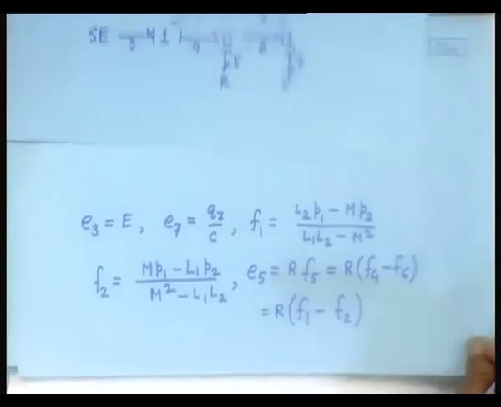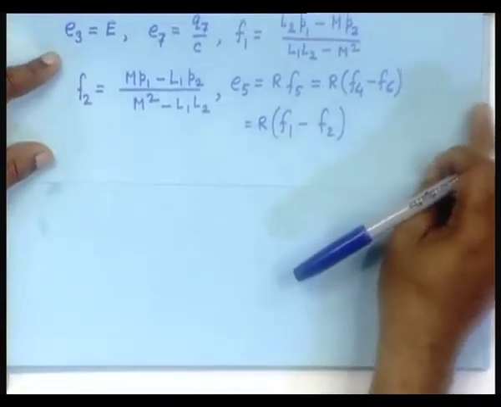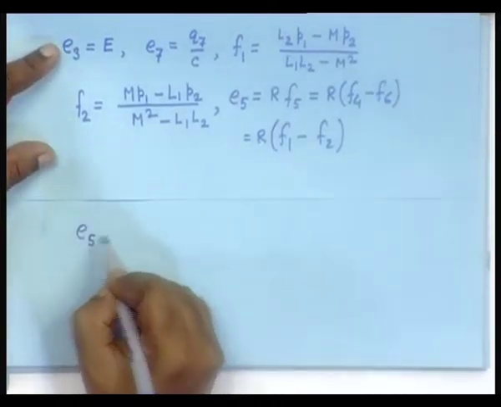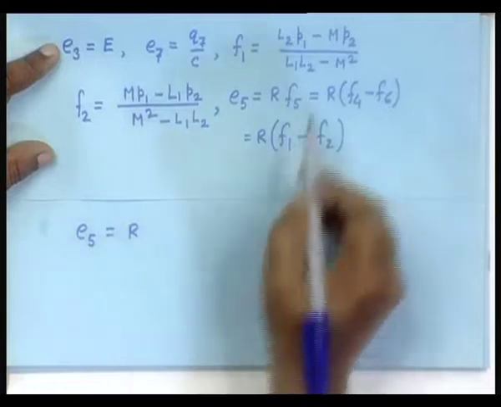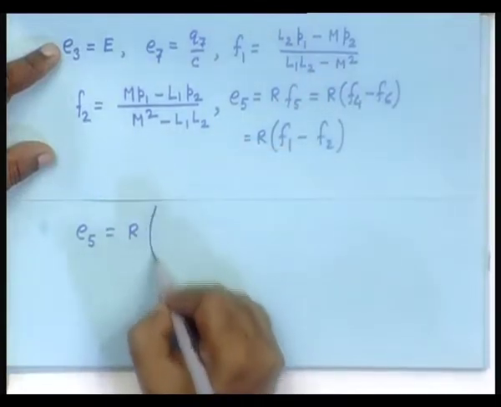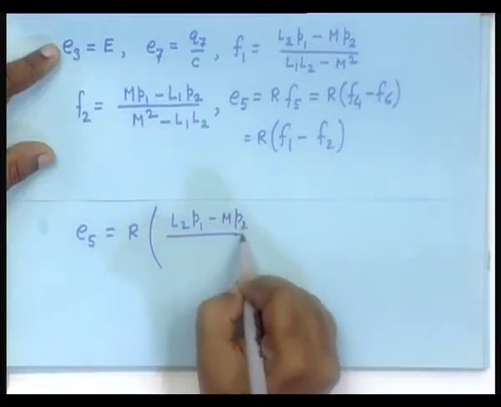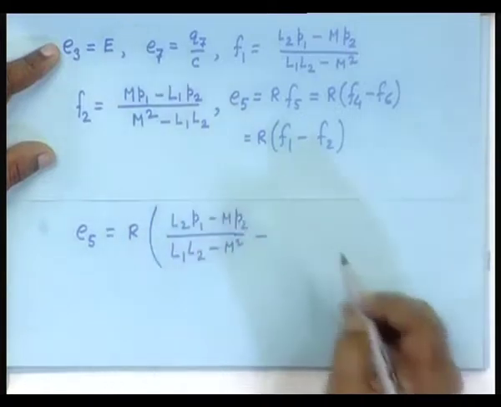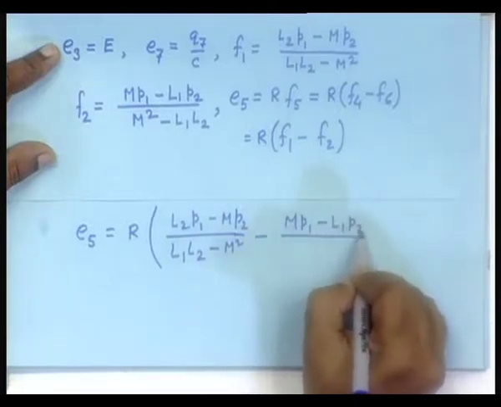I will just write in the next page. We will start from here. Can you see? Yes. Our E5 then is R times F1 minus F2. So, if you substitute these two, it will be L2 P1 minus M P2 divided by L1 L2 minus M square, minus this fellow, M P1 minus L1 P2 divided by M square minus L1 L2.